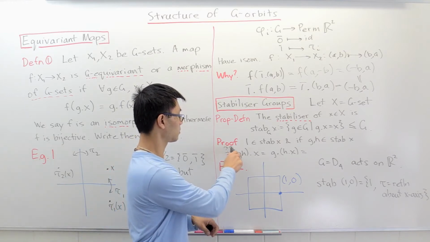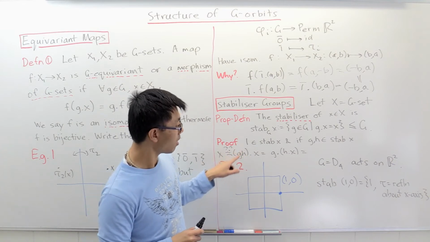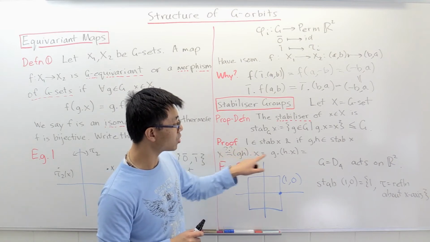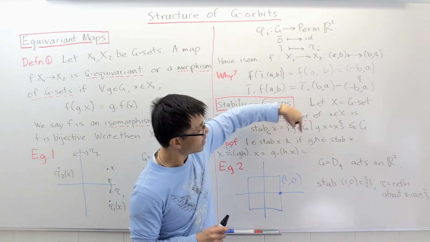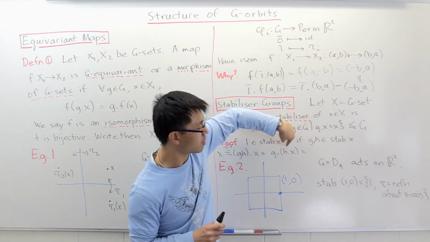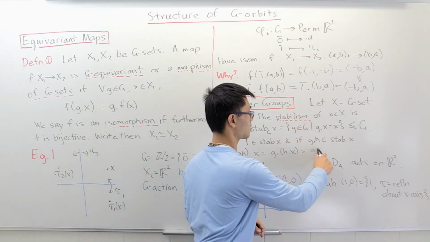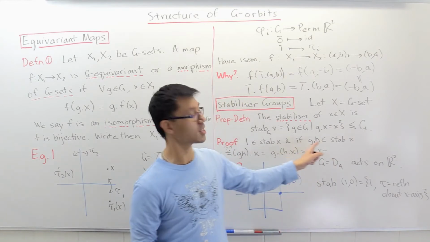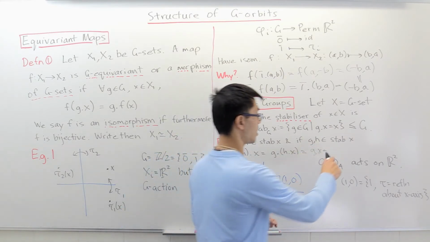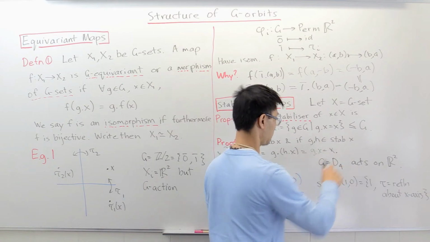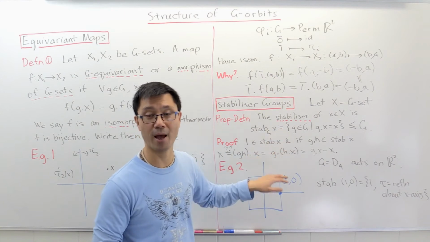Of course you have the associativity of the group multiplication, so this is G dot H dot X. Now we use the fact that H is in the stabilizer, so H doesn't move X. So H dot X is just X, and that's just G dot X. And G is in the stabilizer, so G doesn't move X. So G dot X is also X. That checks two of the subgroup axioms.